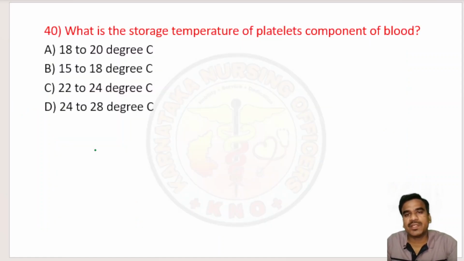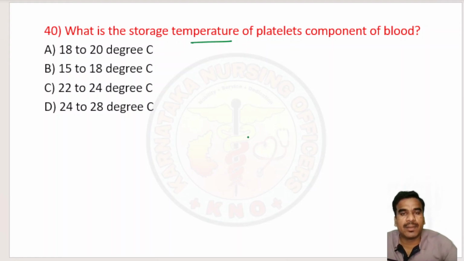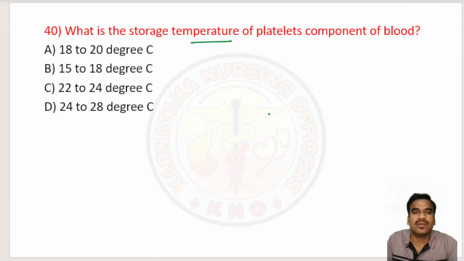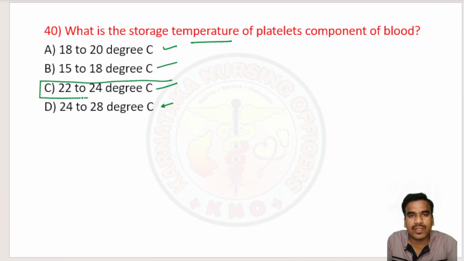What is the storage temperature of the platelet components of blood? At which temperature can we store the platelets? Option A is 18 to 20 degrees Celsius, then 15 to 18, 22 to 24, and 24 to 28 degrees Celsius. Option C is right: we can store platelets at 22 to 24 degrees Celsius, for a maximum of up to 5 days.